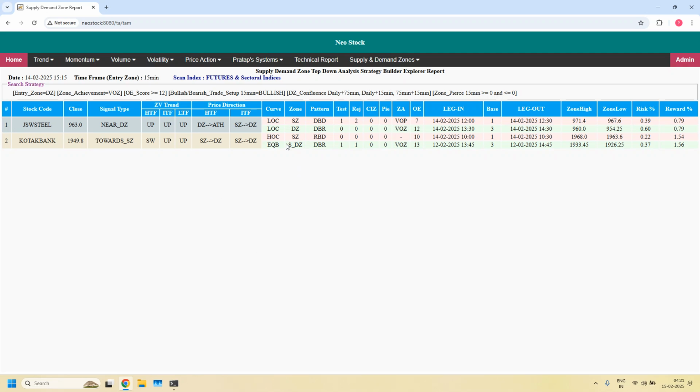So in both these stocks, these 15 minute demand zones are part of the 75. Both together again part of the daily zone. And daily trend is up in only one stock. If this stock is having daily EMA confluence, then it is an even more high probability trade setup supported stock. That means daily demand zone with daily EMA confluence.